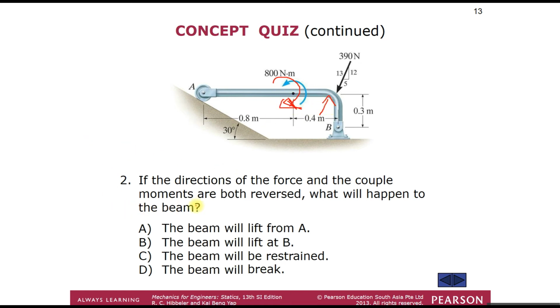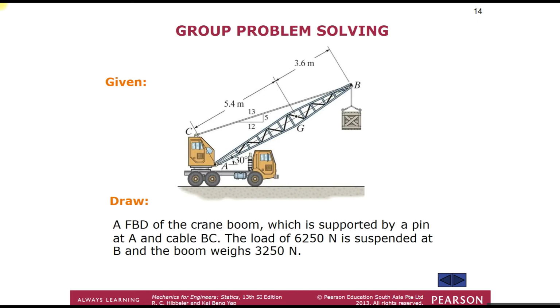The answer would be B. The beam will be lifted at B, because the force is acting outwards and the rotation is clockwise, so the force will be outward and will lift at B.